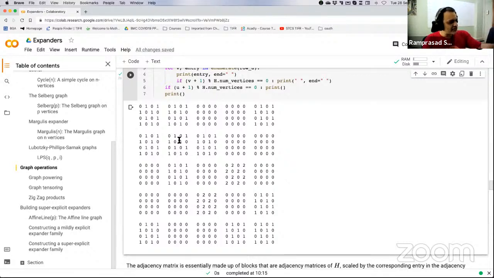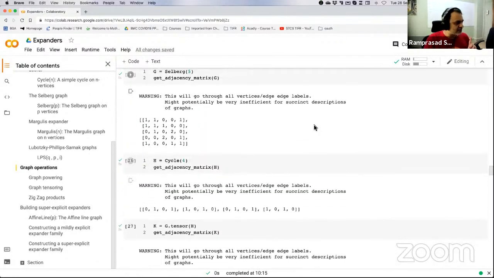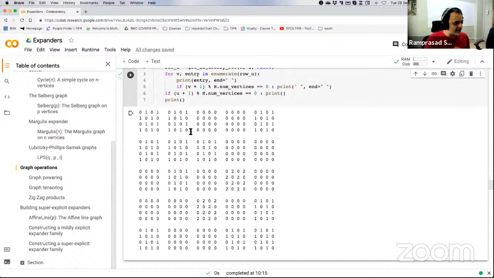And if you look at which blocks are non-zero, let's look at row 1. It looks like there's a non-zero block, 0, 0, and a non-zero block. And if we go back to what the adjacency matrix of the Selberg graph was, it was 1, 1, 0, 0, 1. Similarly, if you look at the third row, it looks like 0, 1, 0, 2, 0. So let's look at the third block here. It's going to be 0, adjacency matrix of cycle, 0, 2 times the adjacency matrix of cycle, and 0.